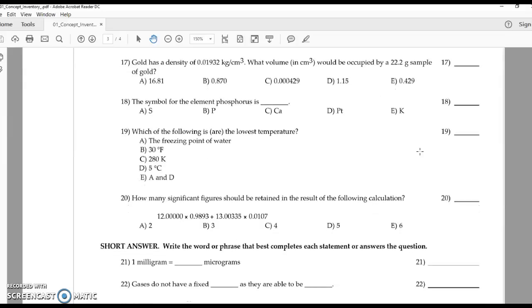Let's see. Gold has a density of, and a volume. I already did a few like that. Exact same: find volume, you're given mass, and you're given density. What's the elemental symbol for phosphorus? That's P. Which is the boiling temperature? Same thing. Convert to kelvins here. Convert them all to Kelvin and see which one's the lowest. So I'm going to skip that one too.